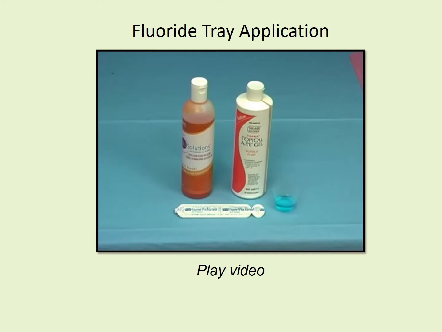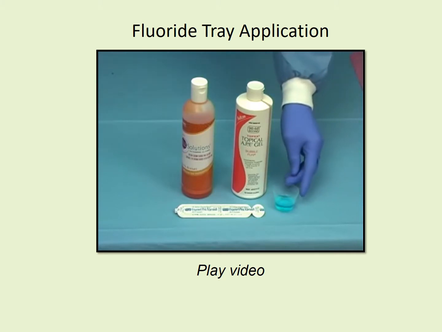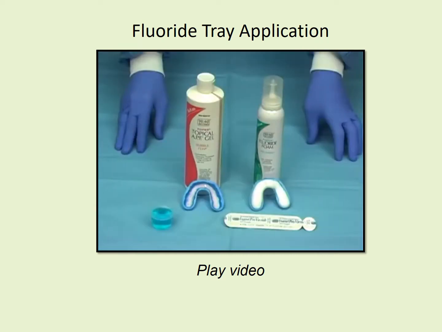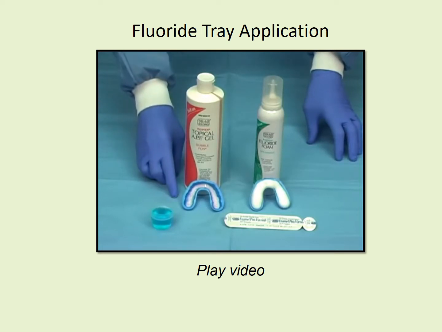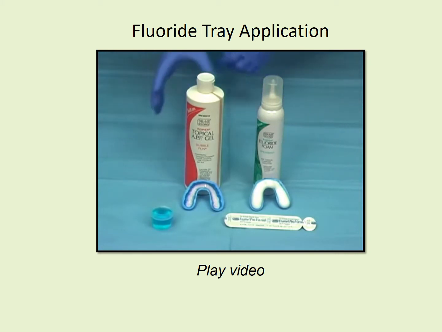There are a variety of fluoride agents available for professional application: 2% neutral sodium fluoride, 1.23% acidulated phosphate fluoride, 5% sodium fluoride varnish, and 8% stannous fluoride. Acidulated phosphate fluoride is the most commonly used agent in clinical application. Professionally applied fluoride agents come in 4 delivery methods: gel, foam, varnish, and rinse. We will be demonstrating the use of the gel application in this video.